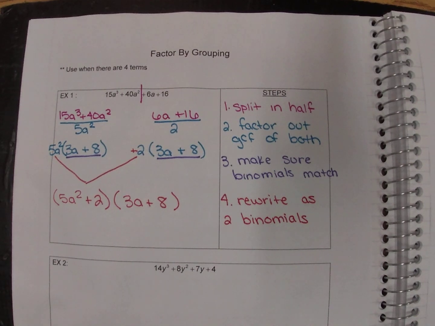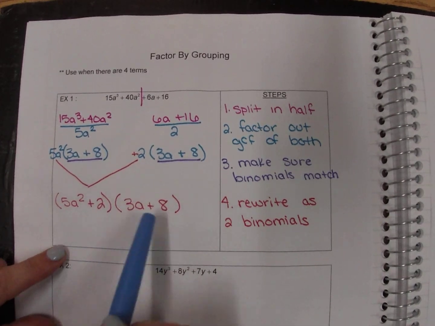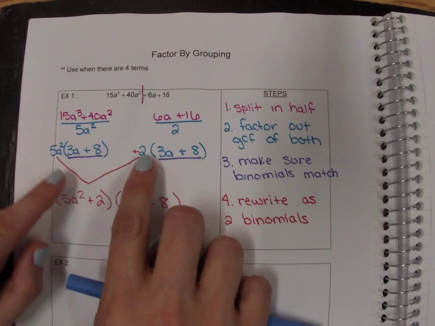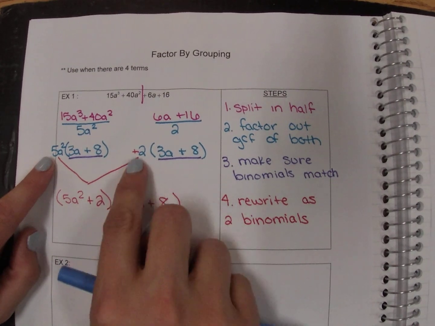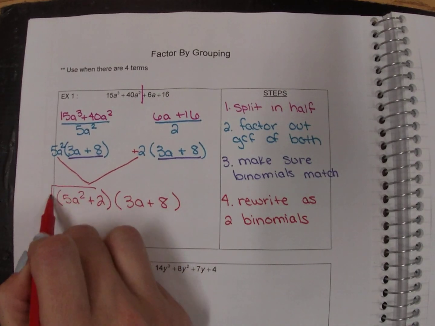And if we were to multiply this problem out, the first thing we would do is take this 5a squared and distribute it to the 3 and the 8. The next thing that we would do is distribute the 2. So the 5a squared is getting multiplied to the 3a plus 8, and the positive 2 is getting multiplied to the 3a plus 8. And so this is then going to be our final answer.